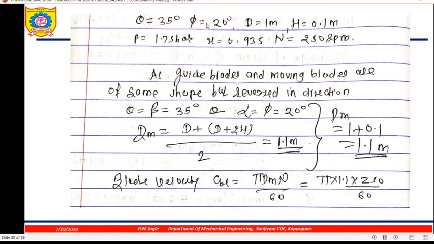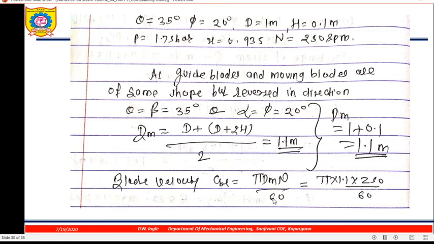Theta equal to 35, phi equal to 20. D equal to 1 meter, H equal to 0.1 meter, P equal to 1.75 bar, X is also given, N is also given. So as the guide blades and moving blades are of the same shape but reverse in direction, so theta equal to beta and alpha equal to phi. These are the conditions for Parsons turbine. What is mean diameter? It is D plus 2H by 2. So it is 1 plus 0.1, which is 1.1 meter.